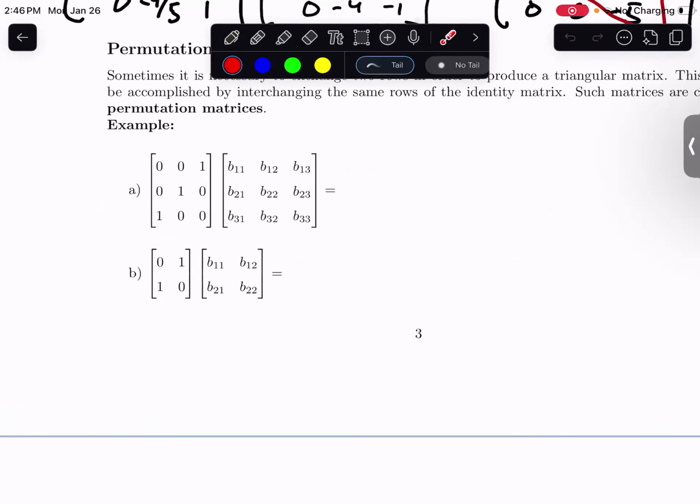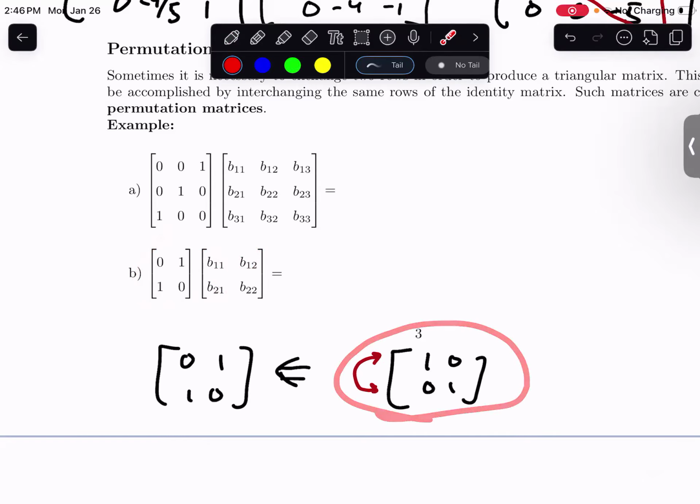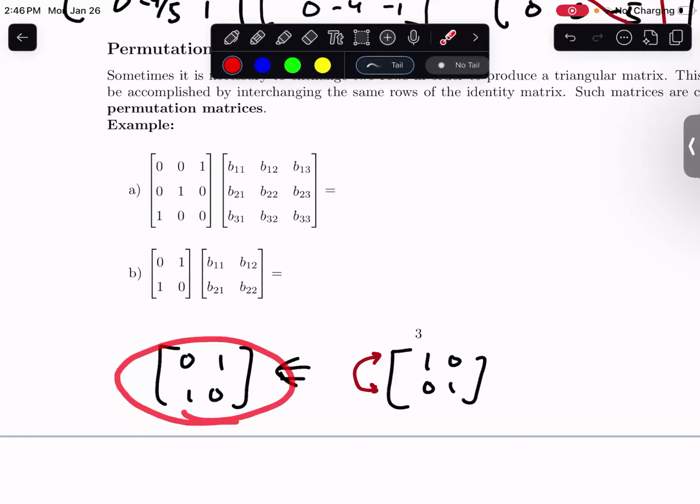So with B, we have this matrix 0, 1, 1, 0 multiplied by the matrix B11, B12, B21, B22. We can get the matrix 0, 1, 1, 0 by taking the 2 by 2 identity matrix 1, 0 and 0, 1, and just flipping the two rows that we have. So the second row is now the first, and the first row is now the second, right? If we flip row 1 with row 2, we get this matrix here.